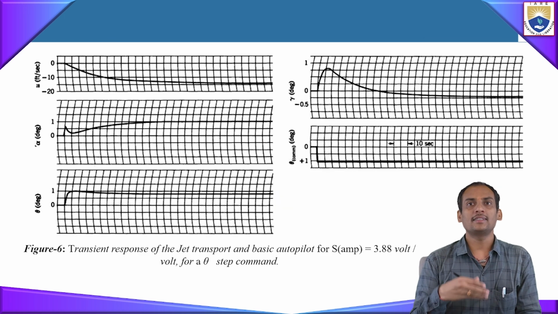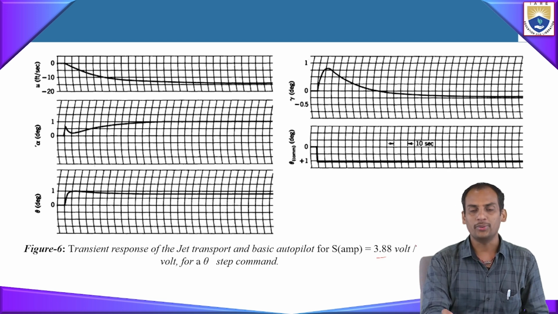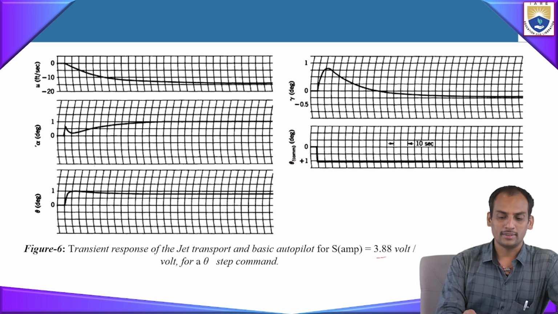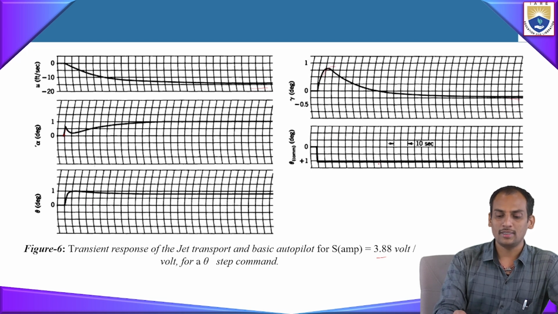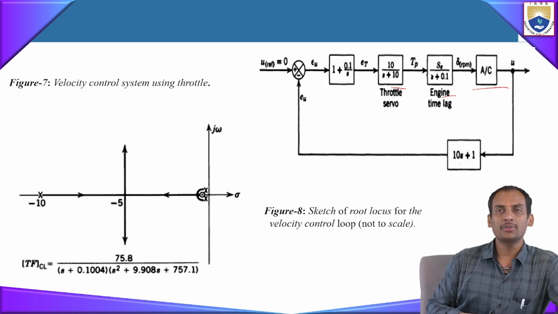Then the transient response of the autopilot for the amplifier value at 3.88 volt. If you see here, alpha, theta, theta dot and the delta values, how their frequency response has been given here. Here the linear changes are there. Here some peak values are there, and here also some linear and peak values are there. But here it is totally constant only. For that, I said previously.